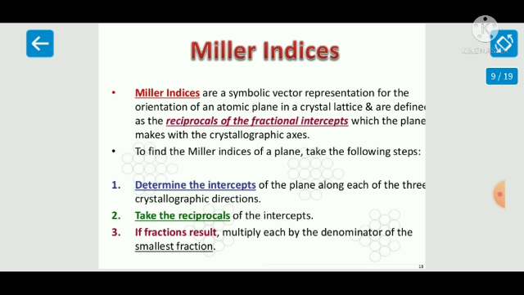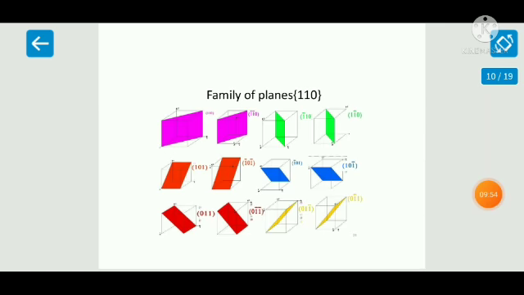Determine the intercepts of the plane along each of the three crystallographic directions, so we have to look at the x, y, z directions. Take the reciprocal of the intercepts. Then multiply the fractional results by the denominators to get the smallest integers. This is how we obtain the Miller indices, the reciprocals of the fractional intercepts. Family of planes: 1 1 0.